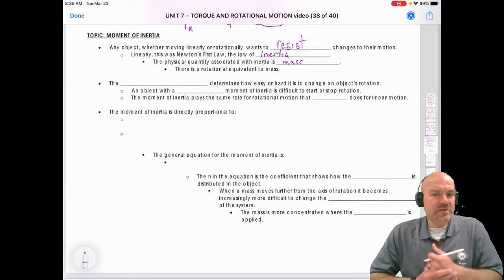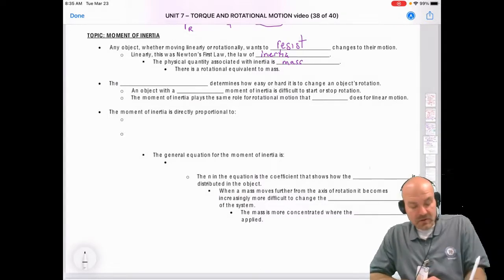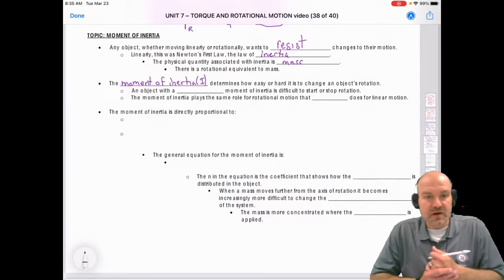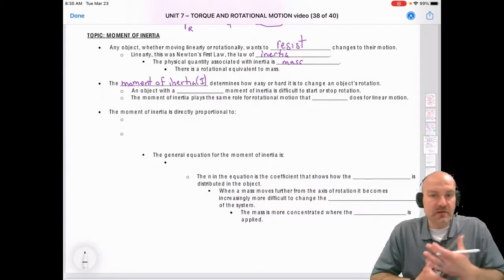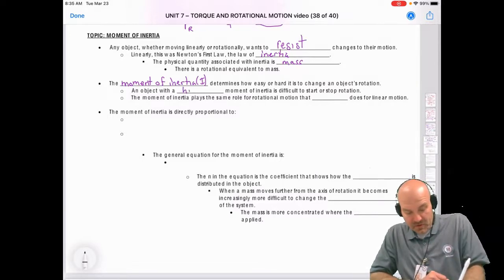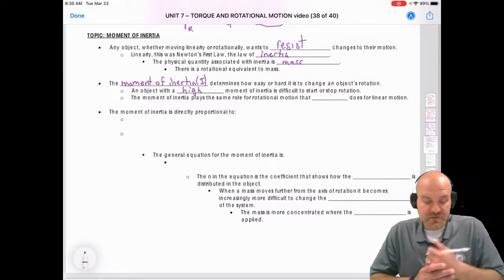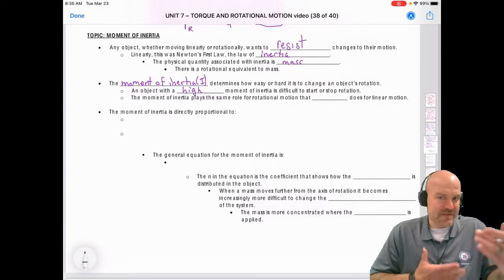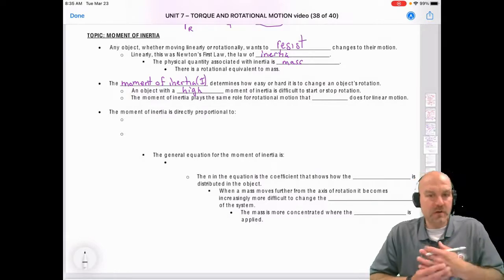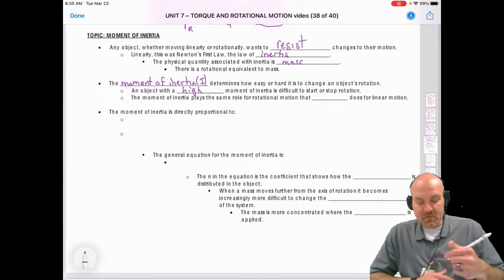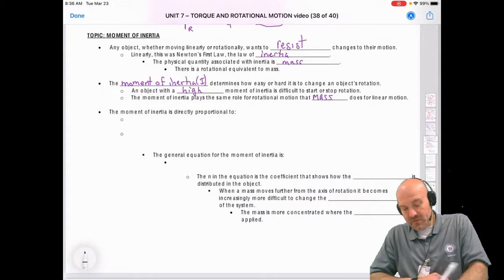So again, there is a rotational equivalent to this quantity, and we call that the moment of inertia, which is given the variable I. This really determines how easy or hard it is to change an object's rotation. Objects with high moments of inertia are difficult to start or stop rotating, much like high inertia or high mass objects are harder to stop or start. It's the same thing. So the moment of inertia plays the same role in rotational motion that mass does for linear motion.